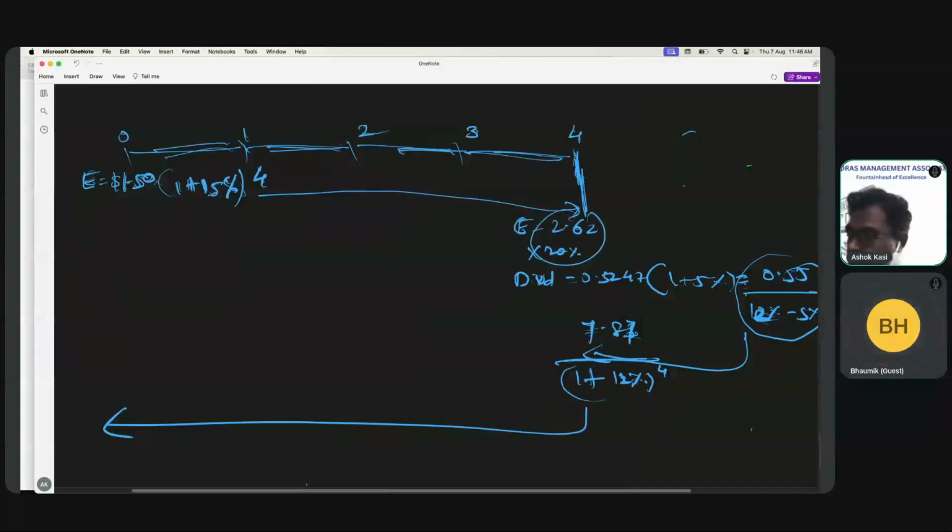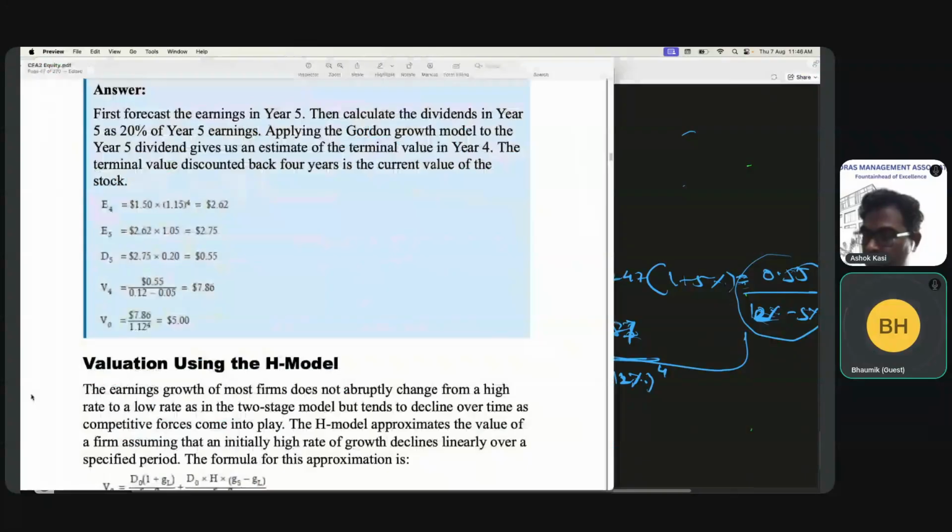7.86, is it? Yeah, 87. It's okay. Correct only. Calculate. This is the value at time 4. Now this is the value at time 0. 5.